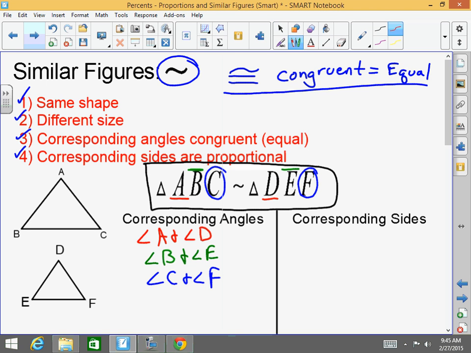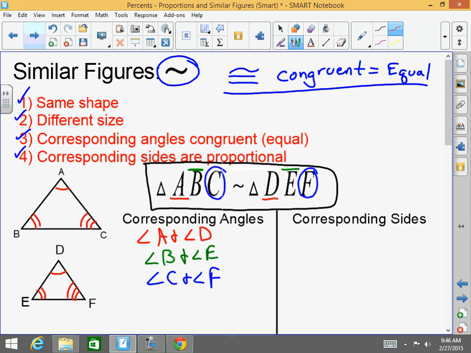So now that we know that they're corresponding, if you guys have any questions, ask me, please. So now that we know how to distinguish the corresponding angles, we go by order. Now we know that angle A is congruent to angle D, angle B is congruent to angle E, and angle C is congruent to angle F, because that's part of being similar.